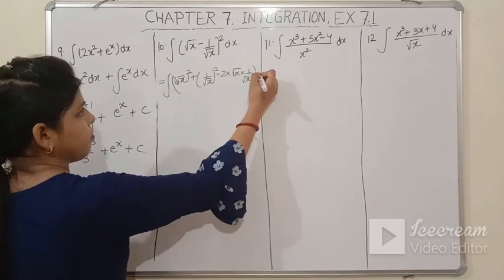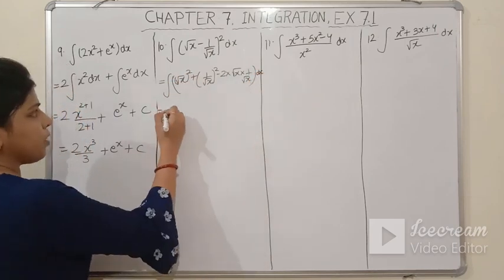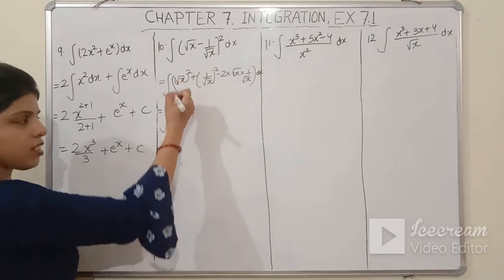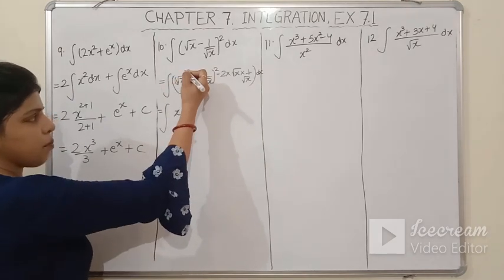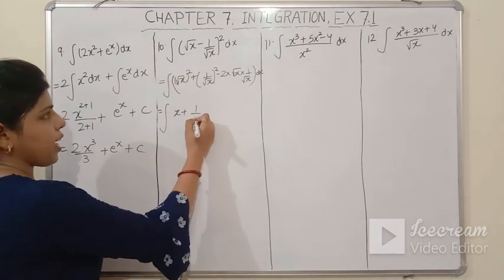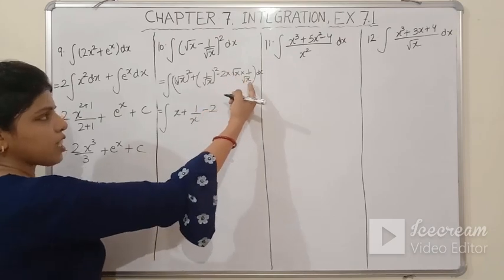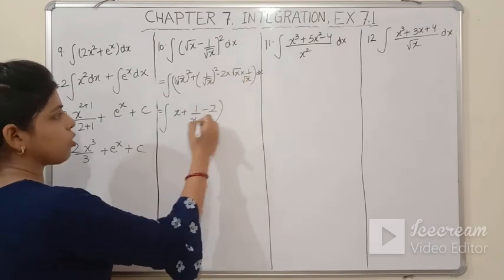dx. Now it is equal to, the square of root x is x, the square root will be cancelled by the square. It is 1 by x minus 2, square root x will be cancelled by square root x, so it is going to be 2.